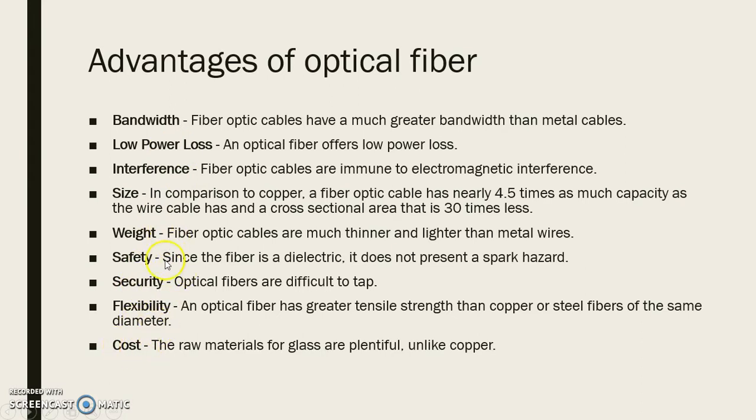Now all of these are factors which are disadvantages in the case of your traditional communication link, which is using copper cables. In terms of size, in comparison to copper, fiber optic cable has nearly 4.5 times as much capacity as the wire cable, and the cross-sectional area is 30 times less.